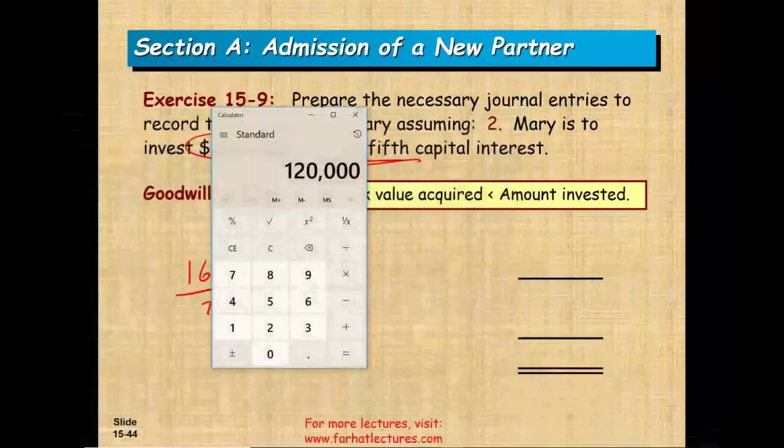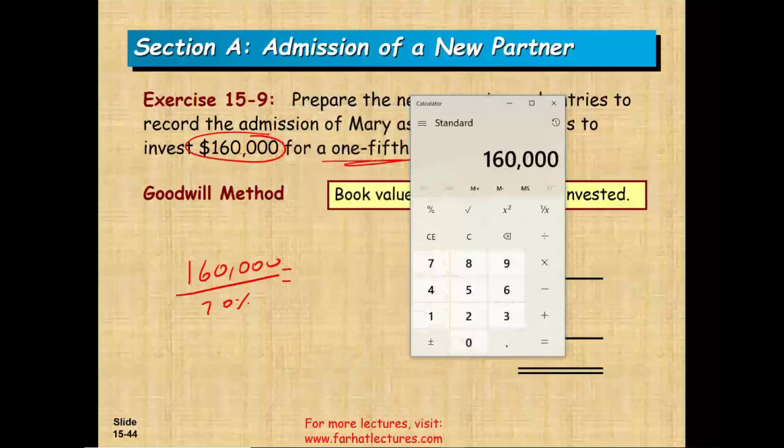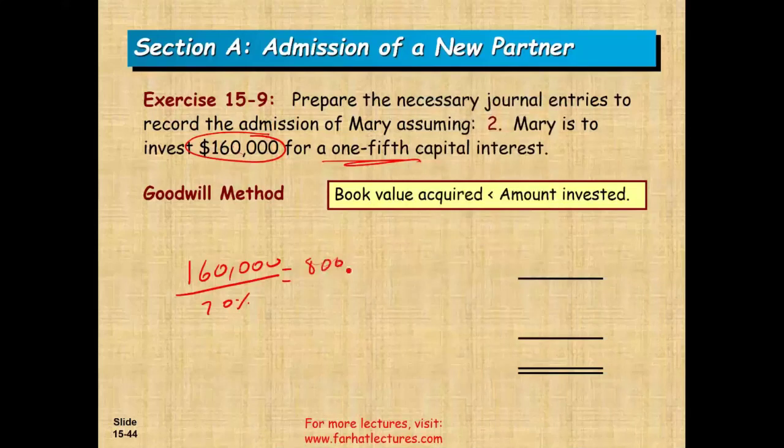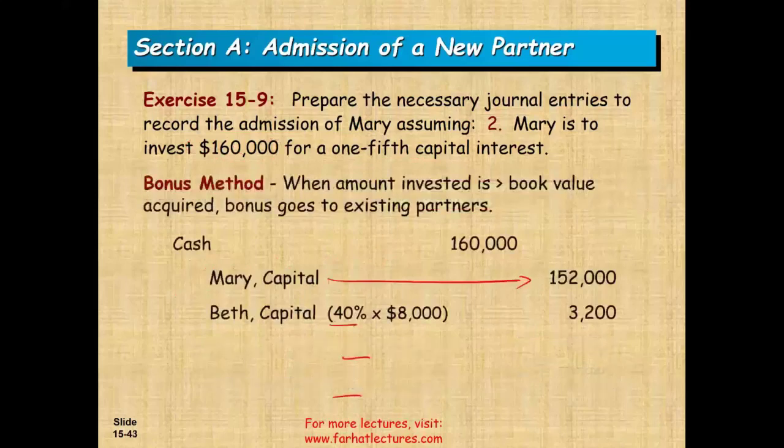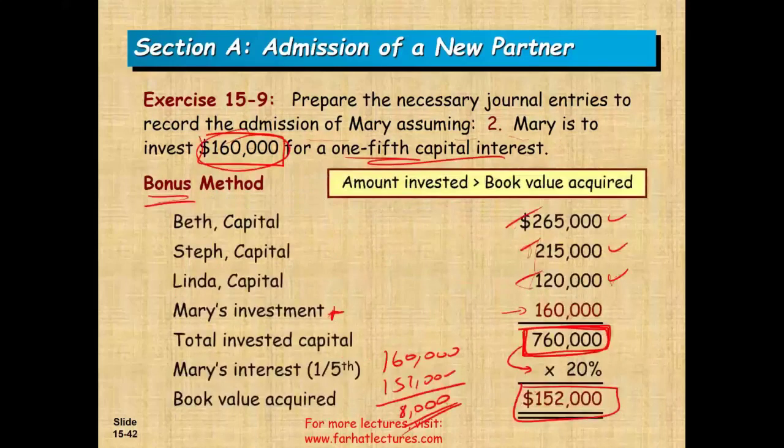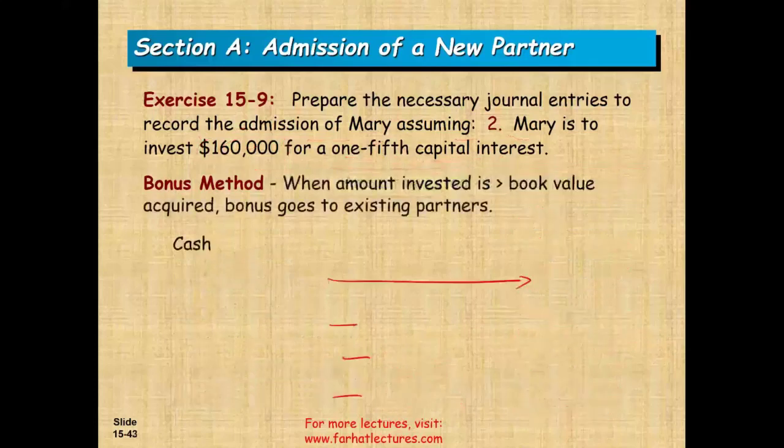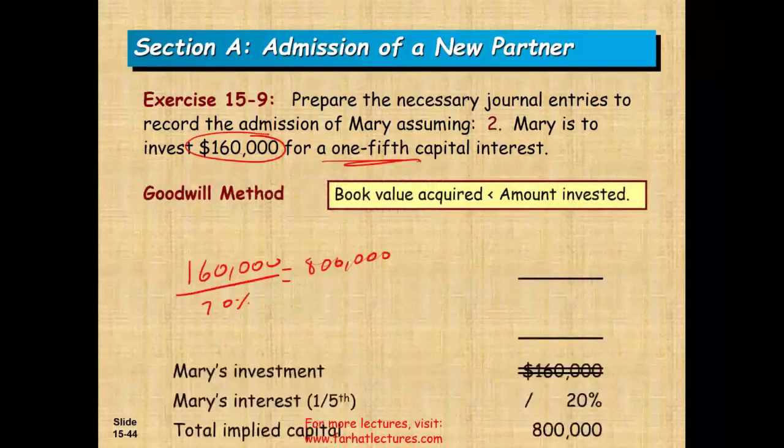What we're saying is 160 divided by 0.2. We're saying the company is worth $800,000. This is the total implied capital, how much the capital should be. Well, how much is the total invested capital? After Mary invests 160, when it's added to everyone, the total invested capital is 760 from the prior computation. And now the company is worth 800,000.